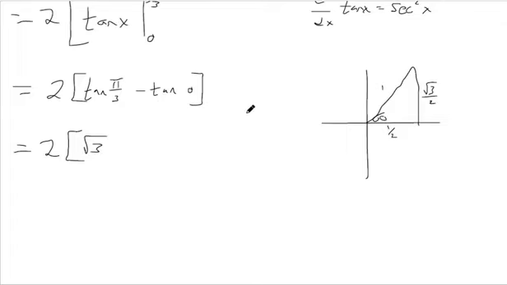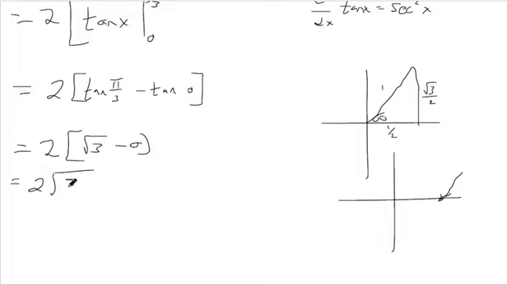And then tangent of 0, the best way of doing that is using the fact that tangent is sine over cosine. And so cosine is the x-coordinate, sine is the y-coordinate. So you got 0 divided by 1 on the unit circle, so that makes 0. So I've got 2 square roots of 3 for a final answer of this integral.